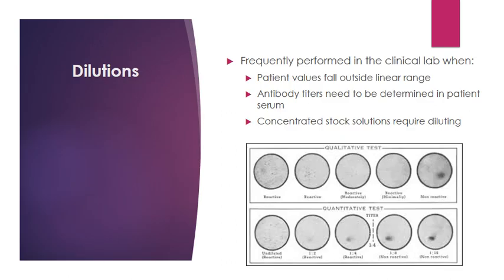So dilutions, these are going to be performed in the lab on occasion. And times that we would see these performed in the lab would be if a patient value result falls outside of the linear range. You would have to dilute that specimen and rerun it. If antibody titers need to be determined in patient serum, they'll do dilutions to determine that. Or if you have a concentrated stock solution that requires diluting.